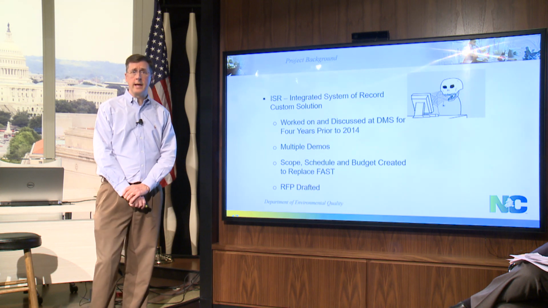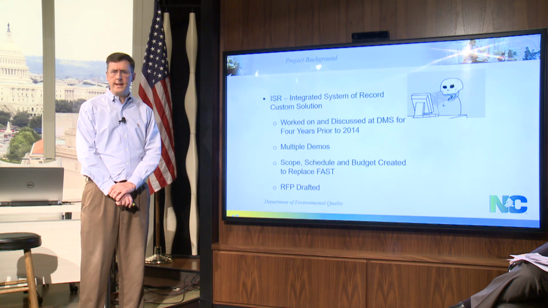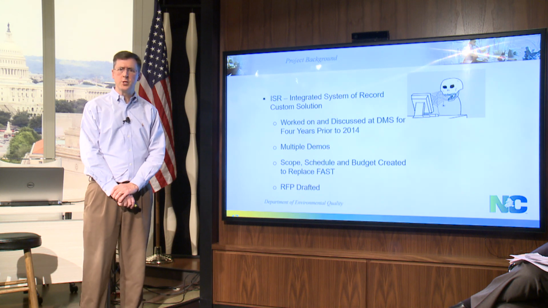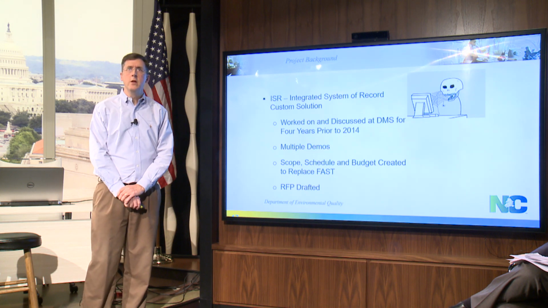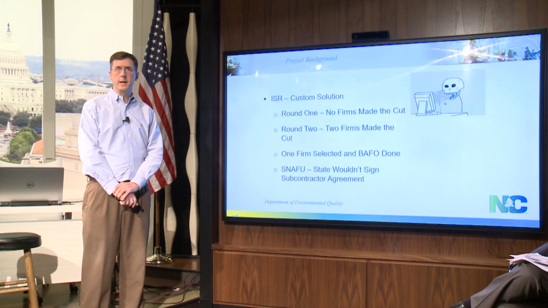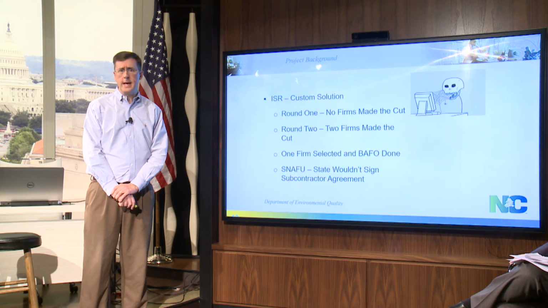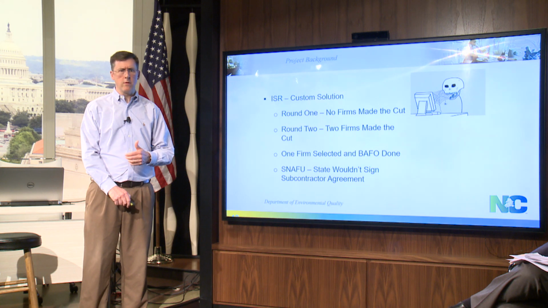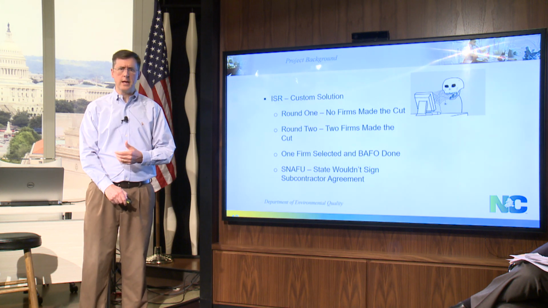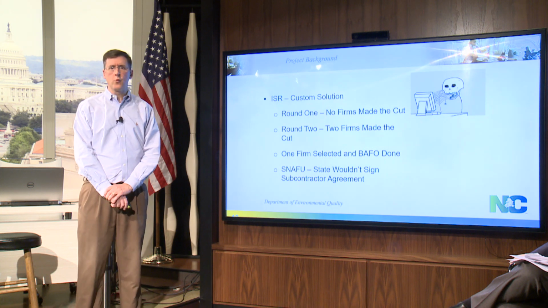They'd been talking about it and talking with vendors for about 4 years. And when I got there, in about 6 months, we sat down, we got all the information together, and we put together an RFP. So we drafted the RFP, we drafted the scope, schedule, and budget, and we went out for bid. So round one, no firms made the cut. We had about 7 firms come in, and they either forgot one thing or another. They didn't list their partners. They didn't sign documents. So actually, none of them made the cut. So we went back to square one.